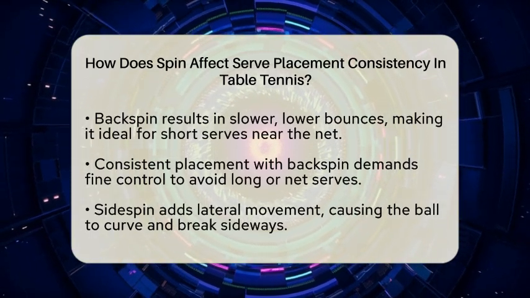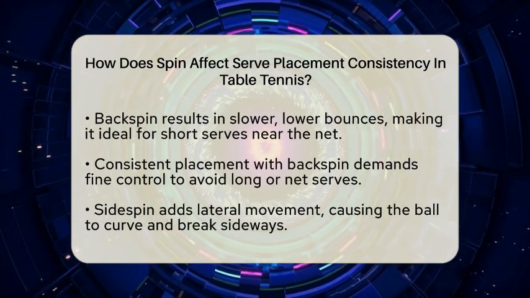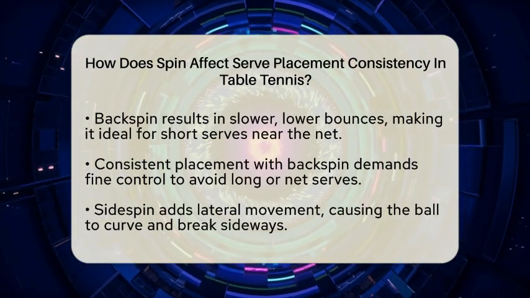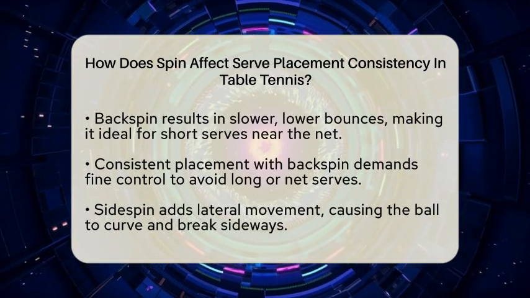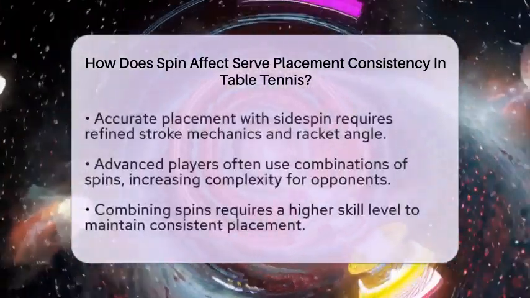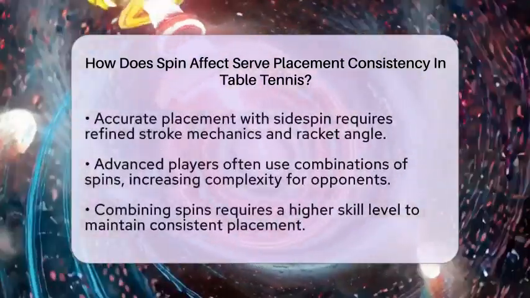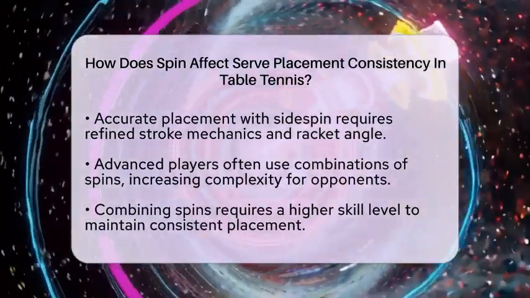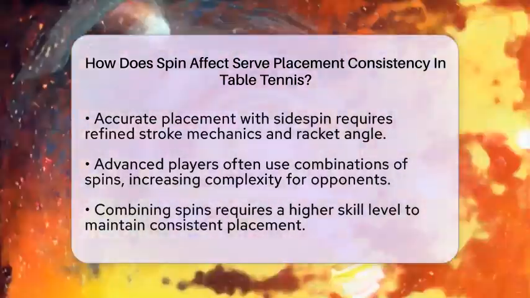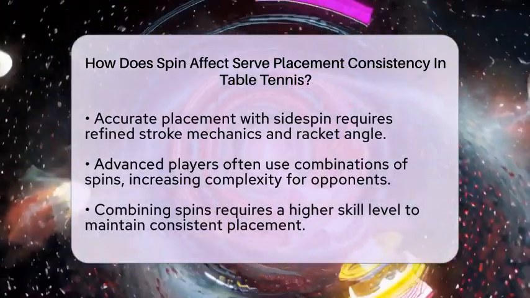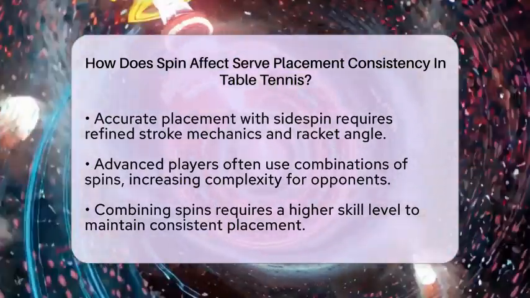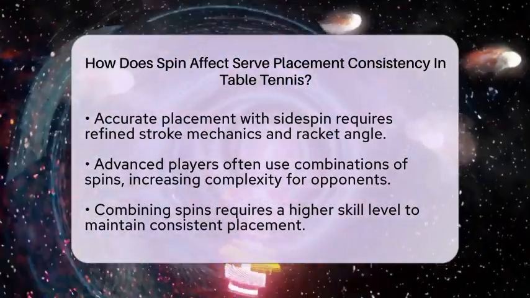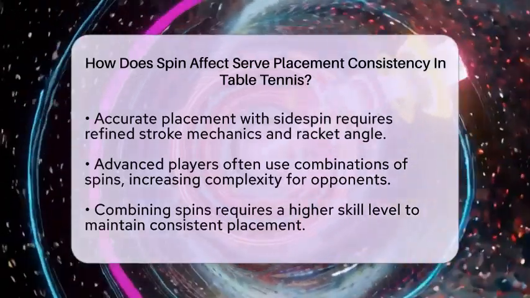Now, let's talk about sidespin. This spin adds lateral movement to the ball, causing it to curve in the air and break sideways after hitting the table. This unpredictability can throw off your opponent's timing. But to place your serve accurately with sidespin, you need refined stroke mechanics and a consistent racket angle. Targeting specific areas of the table becomes more challenging but rewarding.